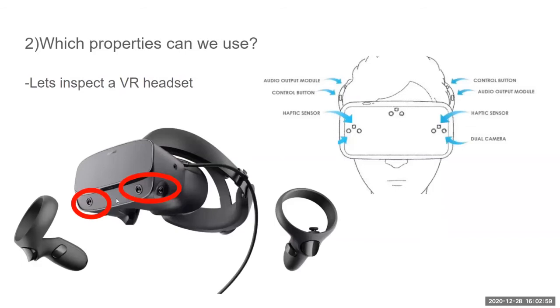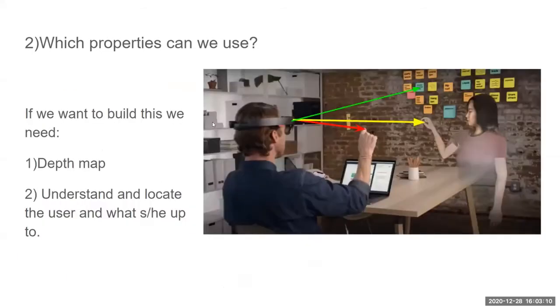So let's use a VR asset, which includes some cameras and lots of other sensors. But today we will focus mainly on cameras due to the vision part. So which properties can we use? Let's say we want to map our room in 3D without special equipment. Maybe we want a depth map, and we want to understand what happens inside of that depth.